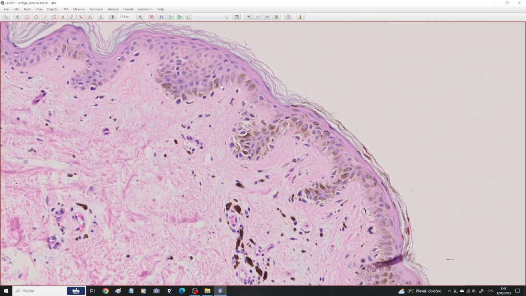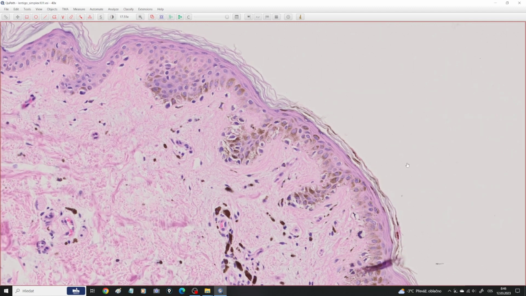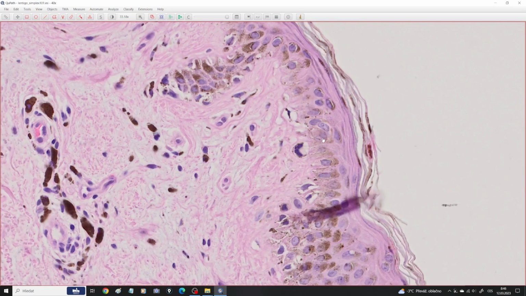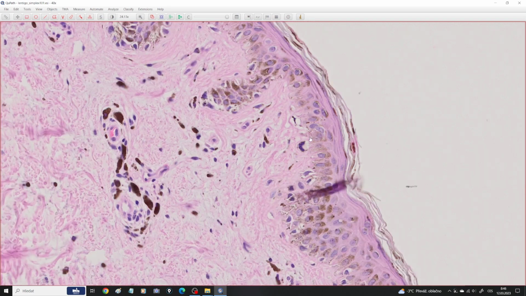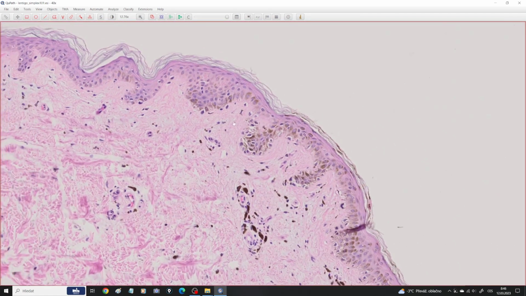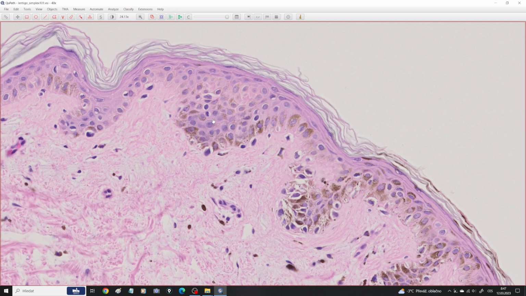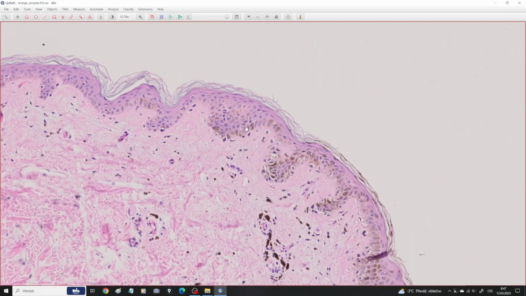So if you see this line of pale cells on the border between epidermis and dermis, that's how lentigo simplex looks like. But as I said, this is not the only change that we can appreciate here. So usually there is some degree of hyperpigmentation of the surrounding keratinocytes. That's the first thing. And also quite often you can see some degree of hyperplasia, acanthosis of the epidermis. It is not so striking here, but very often you can see it as well.